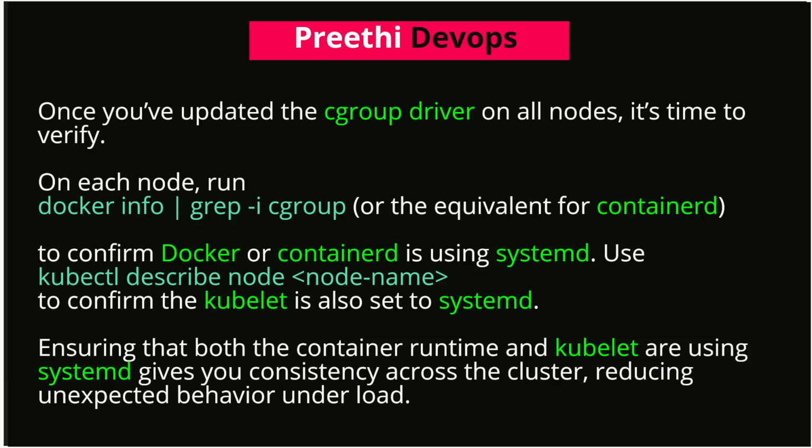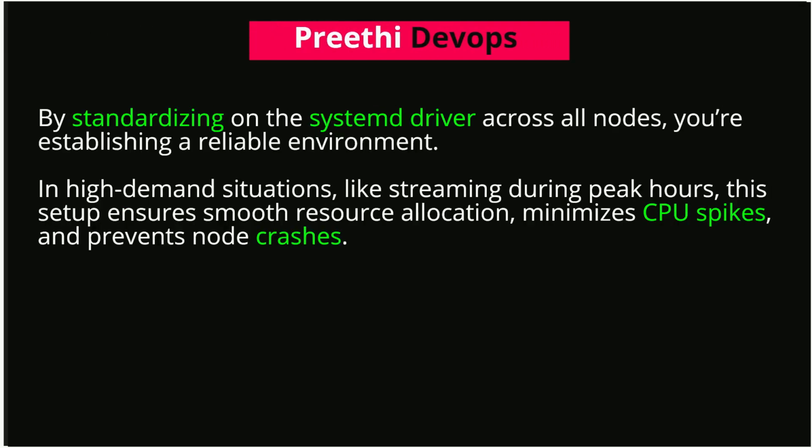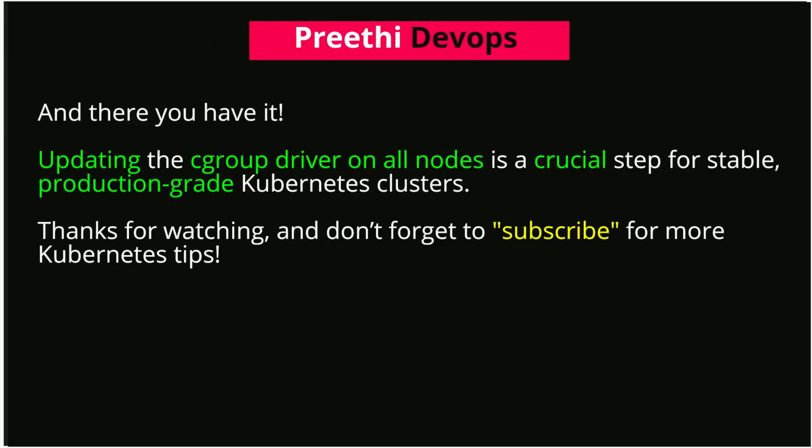Ensuring that both the container runtime and kubelet are using systemd gives you consistency across the cluster, reducing unexpected behavior under load. By standardizing on the systemd driver across all nodes, you're establishing a reliable environment. In high-demand situations, like streaming during peak hours, this setup ensures smooth resource allocation, minimizes CPU spikes, and prevents node crashes. And there you have it. Updating the Cgroup driver on all nodes is a crucial step for stable, production-grade Kubernetes clusters.